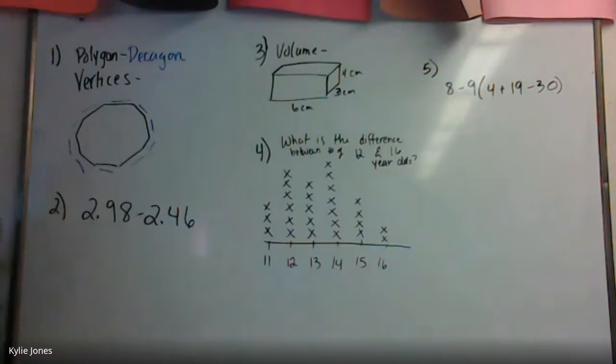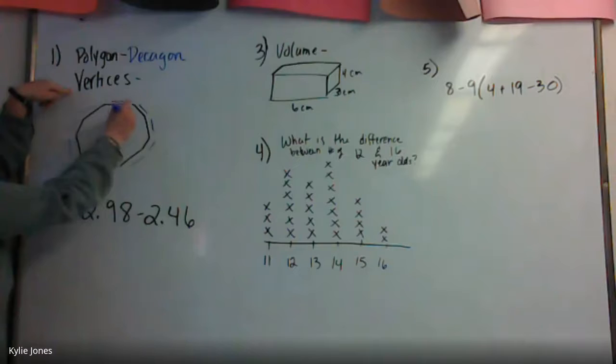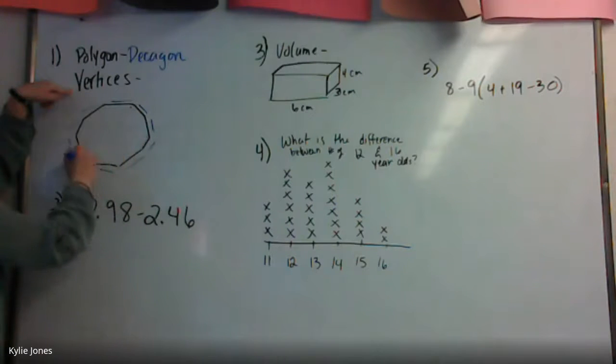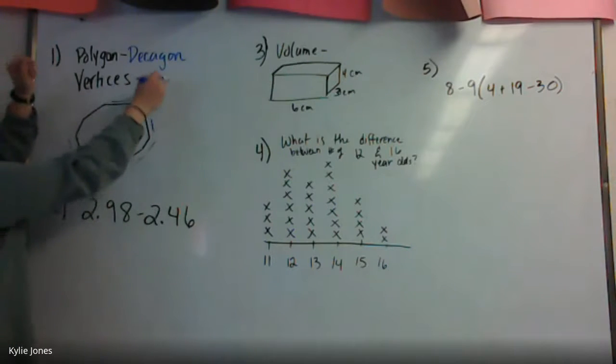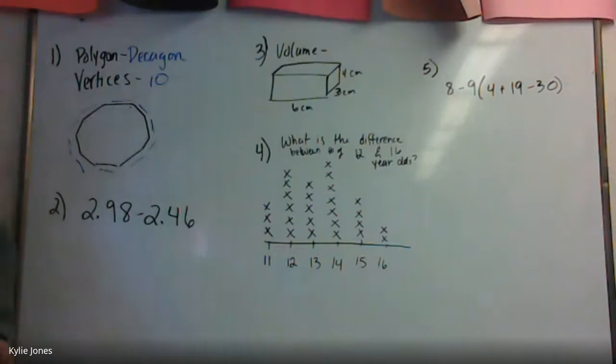And then the number of vertices is how many? 6, 7, 8, 9, 10. Oh my gosh, there's 10. I got it right. Yeah. 10 sides means 10 vertices as well. So a decagon is a 10-sided shape. Doesn't matter if it's equal sides, it's just a 10-sided shape.